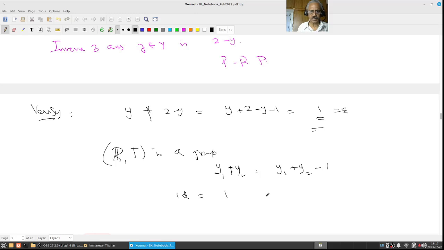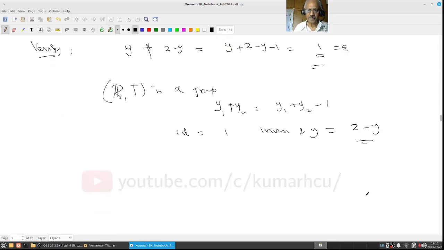The identity element is 1. What is the inverse of y? Equal to 2 minus y. So what have we shown? This is a group. Now you can see, okay, just pause, review, proceed. I am going to explain the role of isomorphism here.